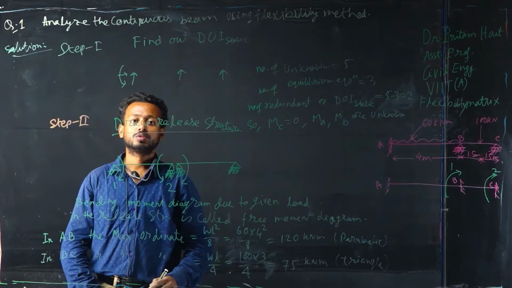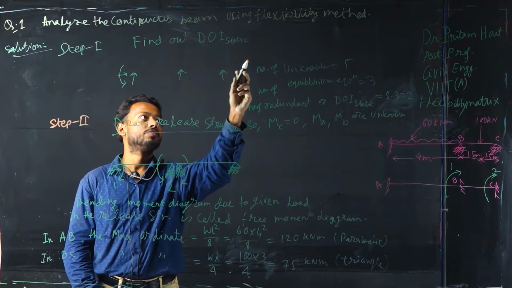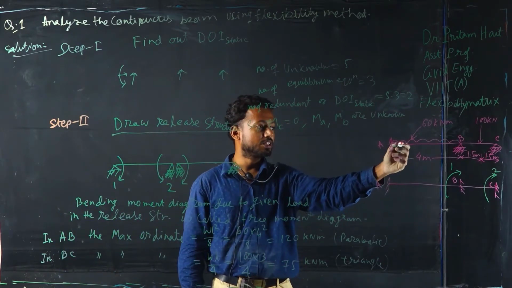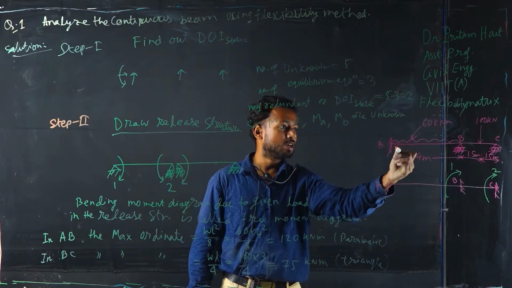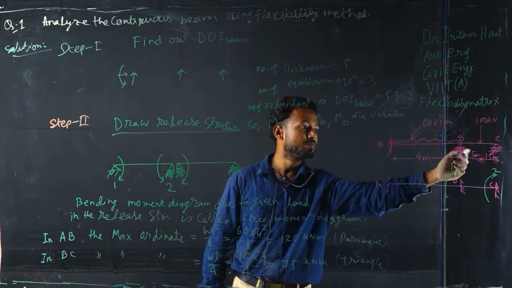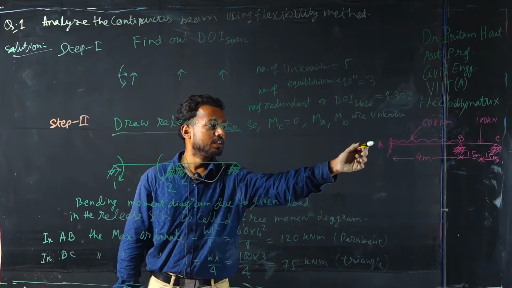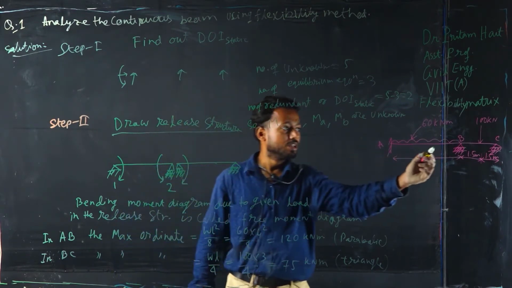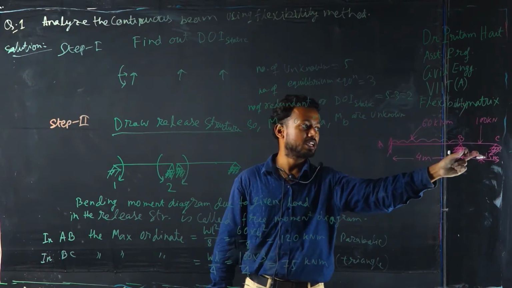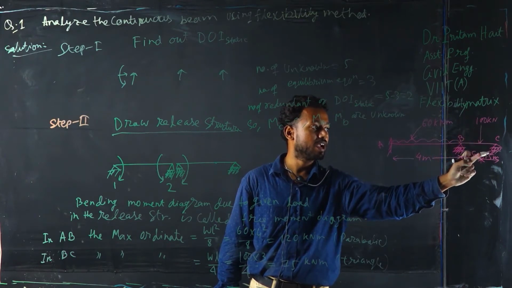So in this way I can calculate RA and RB when a beam is subjected to varying load. Okay. So here one problem is given: analyze the continuous beam using flexibility method. Here a continuous beam is given, AB is subjected to UDL and BC is subjected to 100 kilonewton at its midpoint. So I have drawn the figure here. The first span AB is subjected to uniformly distributed load, and the second span BC is subjected to point load 100 kilonewton at its midpoint.